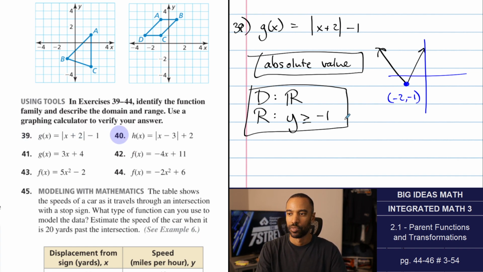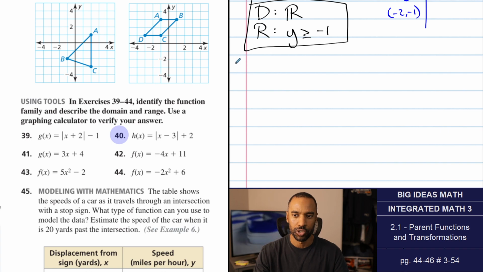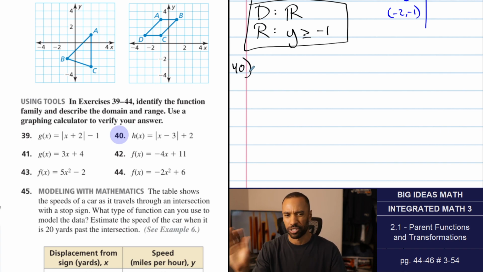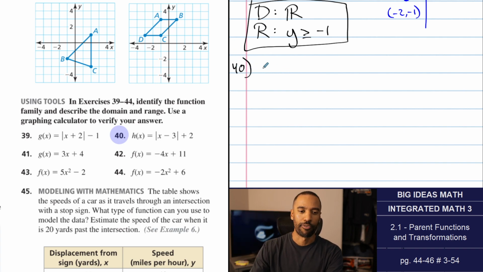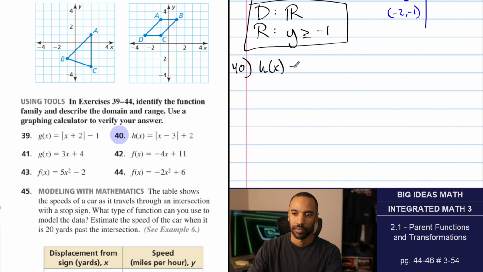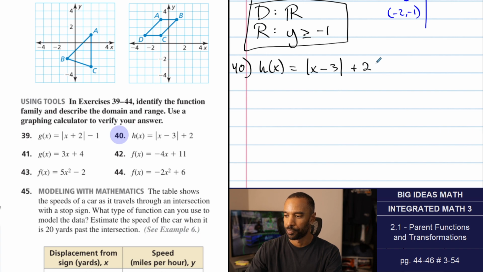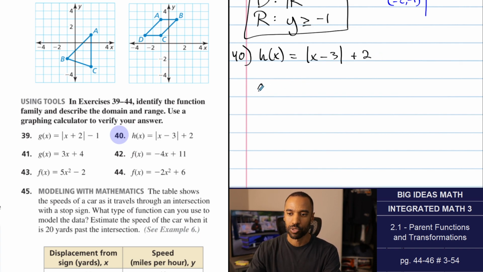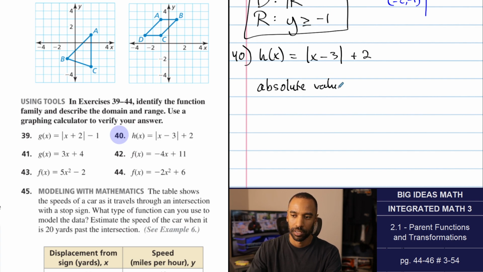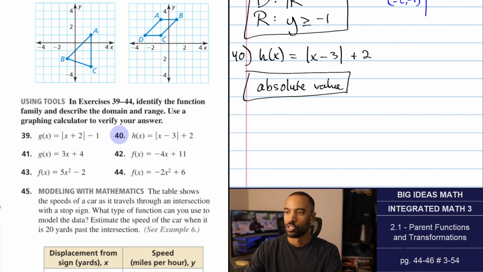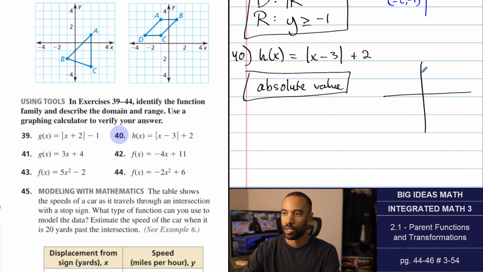Number 40. So basic graphs, right? Not a huge set of copy-paste compared to the parent function. None of that. All right, so number 40. h of x equals the absolute value of x minus 3, and then plus 2. Once again, this is the absolute value family, V-shape. So, this time I'll make the axis black and the graph blue. So, here's my original parent function for this guy. Very poorly drawn. Apologies.